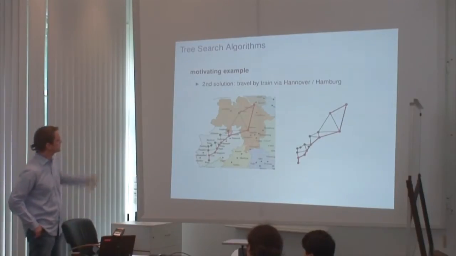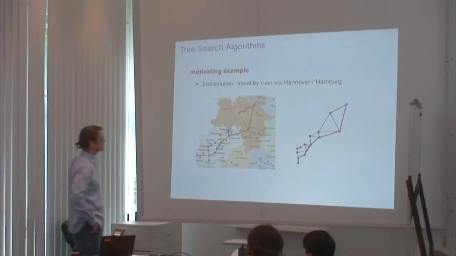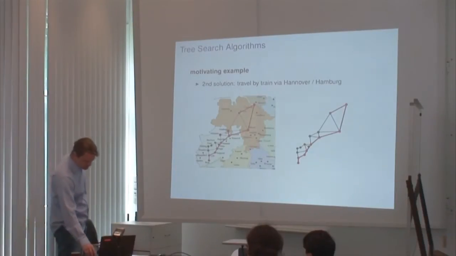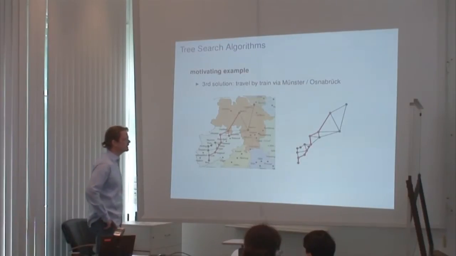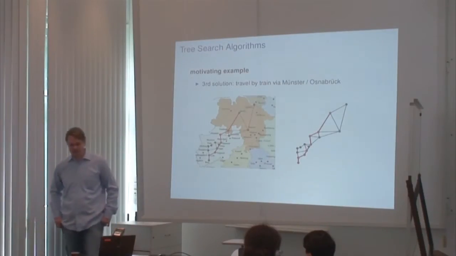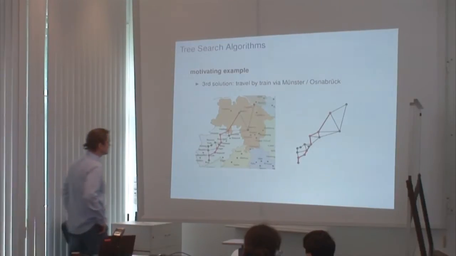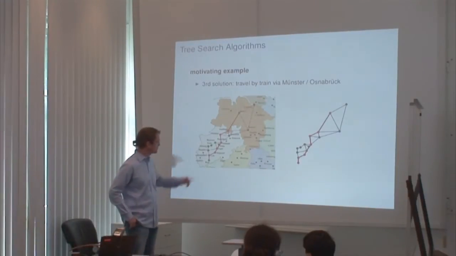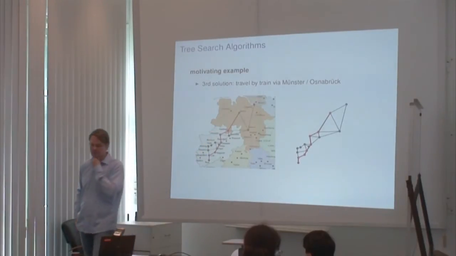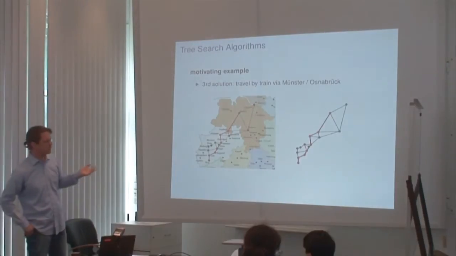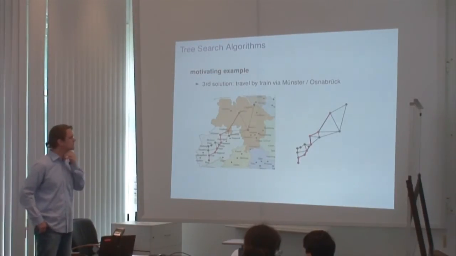But yeah, we look at that. I don't like these deviations. Why should I go to Hamburg first if I actually want to go to Bremen? So a third option was, again, to travel by train, but not solely relying on these high-speed trains. And it turns out there was another path which led me over Münster, Osnabrück, and then to Bremen. And that was indeed the option I chose in the end.